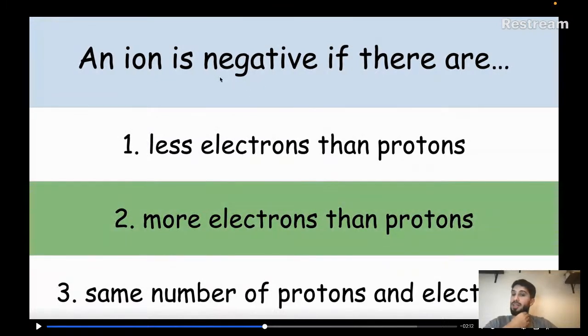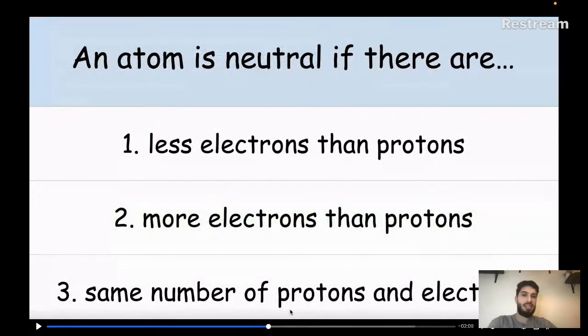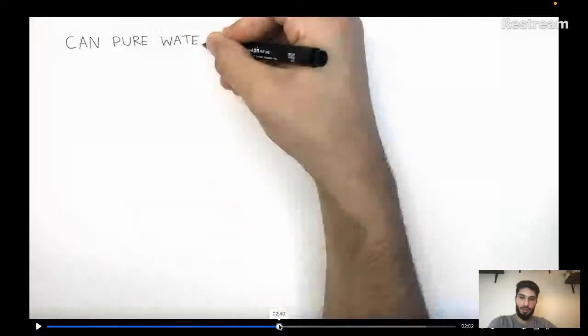Now this is linked to a 2-mark question. Why is an anion negatively charged, or why is a cathode charged? You have to talk about how there are more or less as compared to the protons when you're talking about if something is charged. Okay, an atom is neutral if there are. Easy now. Of course, we know it. We know it. Number 3.